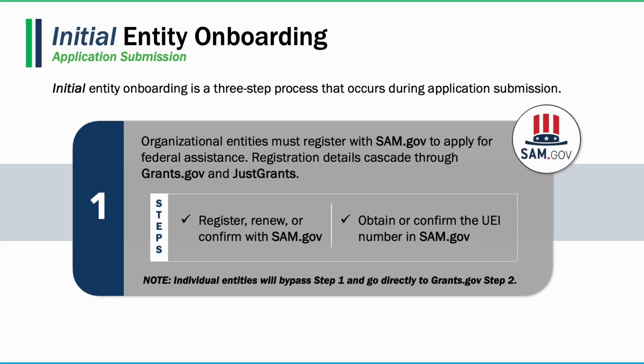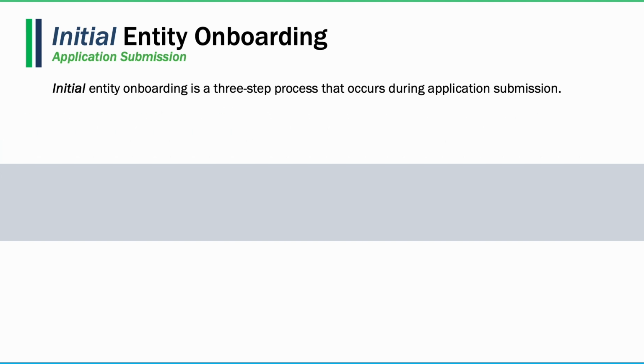For entities new to JustGrants, the initial entity onboarding process occurs during application submission and relies on two federal systems for critical onboarding data. Organizational entities seeking federal funding are required to register and maintain an active status in SAM.gov. For this reason, SAM.gov is considered the federal government's source of truth for organizational entity identifiers. If an organizational entity is new to JustGrants, the SAM.gov eBiz point of contact is onboarded as the entity administrator in JustGrants. Do note, for individual entities, initial entity onboarding bypasses SAM.gov and relies solely upon information provided in the grants.gov application. Individuals must use one alphanumeric identifier consistently in JustGrants.